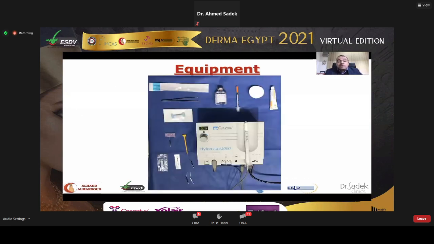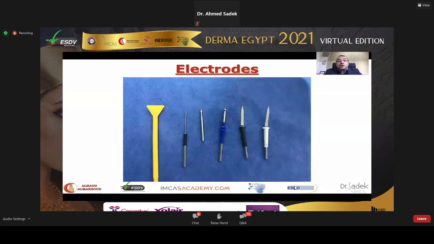This is our setting, this is our device, these are the different probes that we shall use. This is the forceps, this is the anesthetic, and the cover for the device itself. And these are the different shapes of the probes. We have this pointed one, we have this semi-blunt one, and we have the one for electrocoagulation, the one for electrolysis, and the one for cutting, and this semicircular one for cutting pedunculated lesions as well.